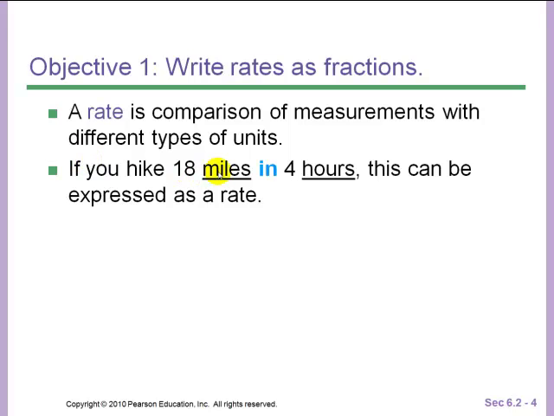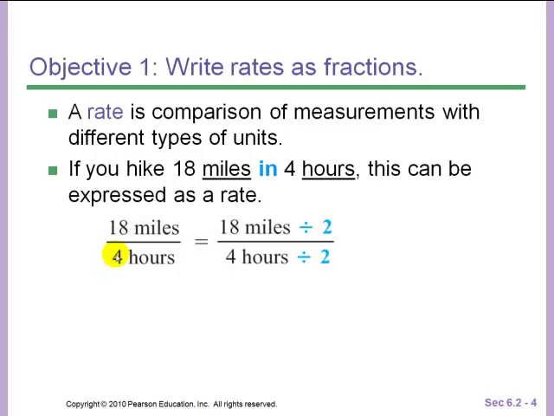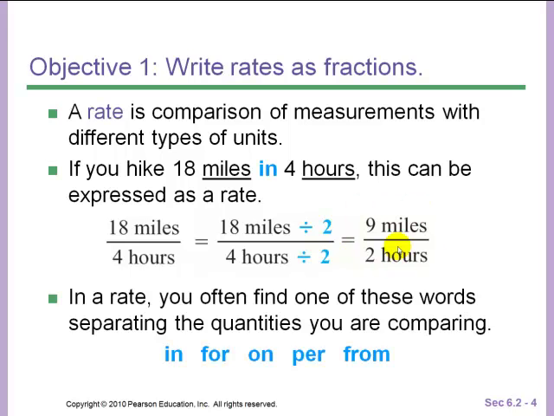If you hike 18 miles in 4 hours, this can be expressed as a rate, 18 miles in 4 hours. The in is our division. We can simplify this, divide both top and bottom by 2, and we get 9 miles in 2 hours. This is a rate because it's different units. Notice we keep the units.